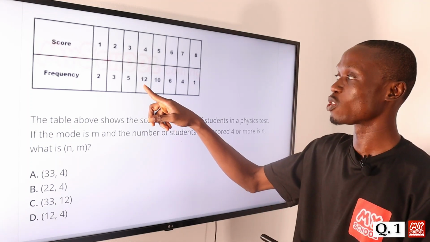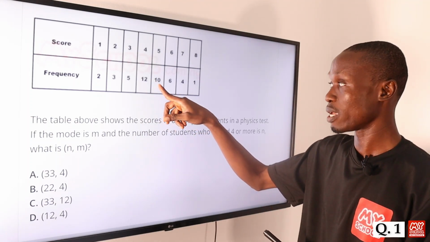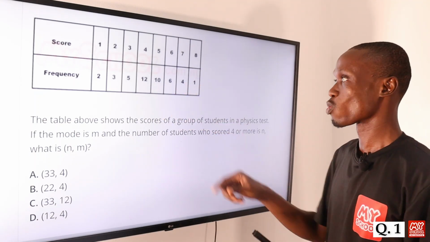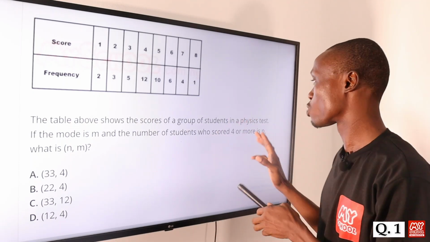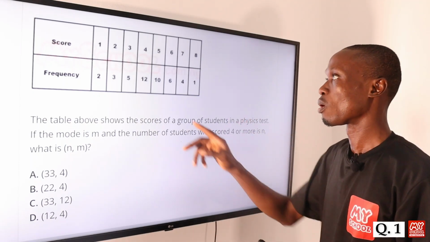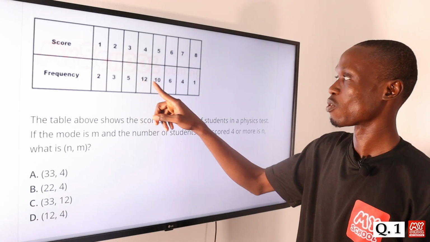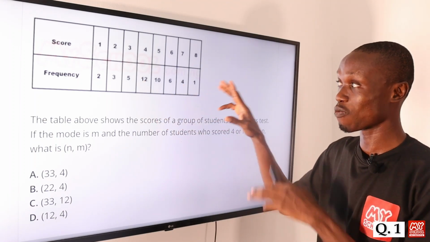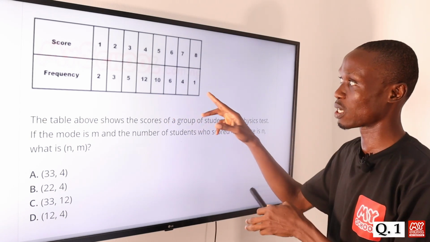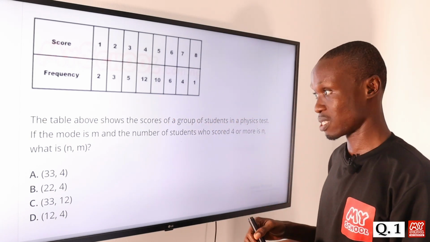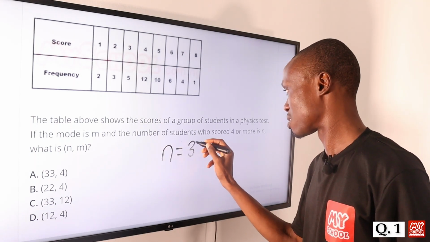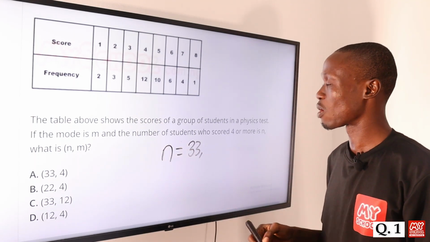In that case we have 12 plus 10 plus 6 plus 4 plus 1. So the number of students who scored 4 or more will be equal to 12 plus 10 plus 6 plus 4 plus 1. If we add these numbers together, that will be equal to 33. So our N is equal to 33. We have gotten the value of N.